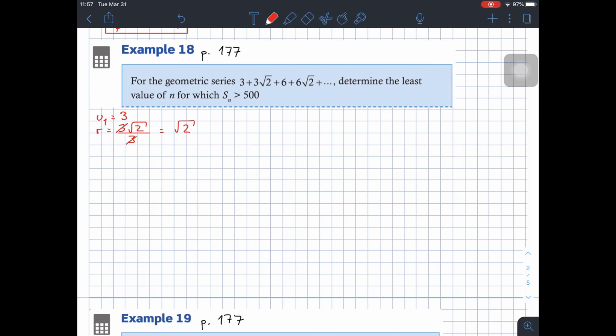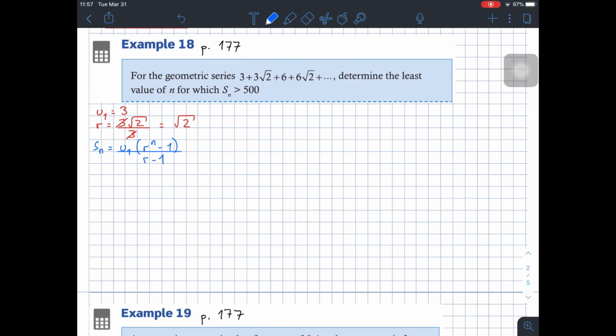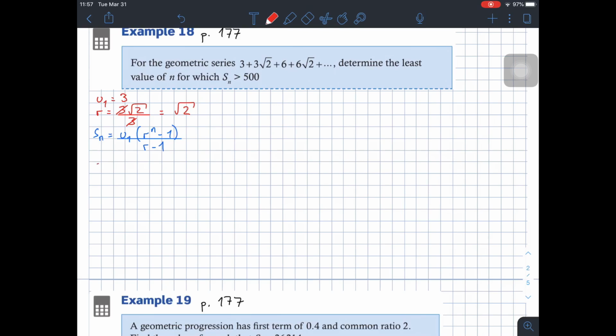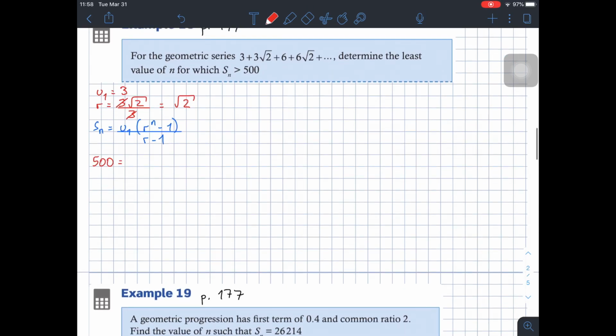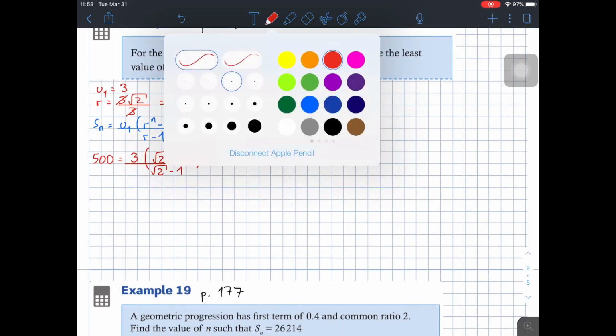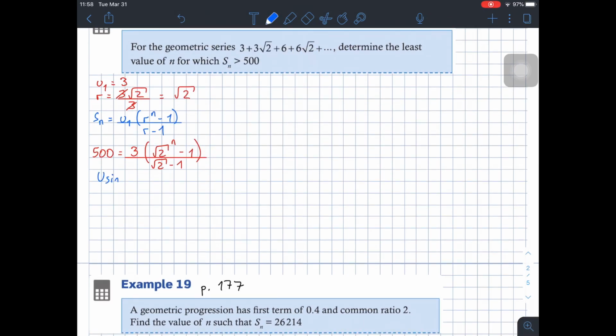So I'm going to copy the formula here just for you to remember. The formula is S of n equals u1 times r to the power of n minus 1 over r minus 1. Okay, so one way to do this, I think it's the shortest way, is to just say that the sum, suppose it's 500, although it may not be exactly 500, equals u1, which is 3, times r, which is root 2, to the power of n, which we don't know, minus 1, divided by root 2 minus 1.